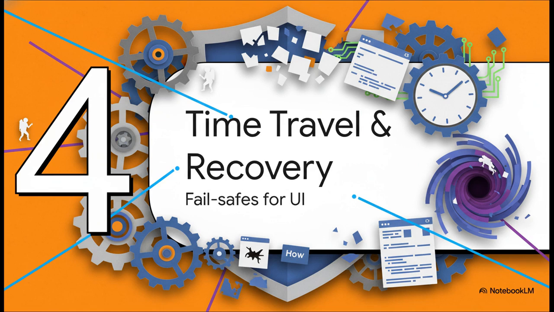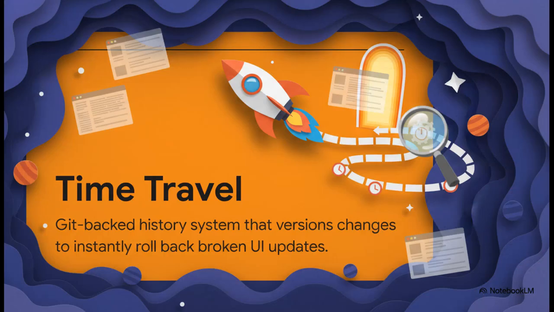Which brings us to Section 4, time travel and recovery. Okay, so what happens when things go wrong? Because let's face it, experimenting with AI can sometimes break things. Well, behind the scenes, Space Agent automatically tracks every single change you make in a Git repository. If you ask the AI to update your Kanban board and it accidentally totally mangles the layout, there's zero need to panic or spend an hour debugging code.